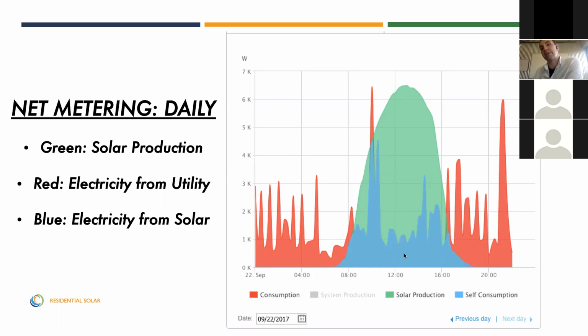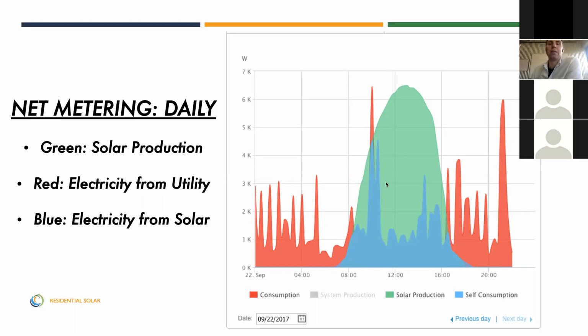And this area in blue here is, as you can probably see, where they overlap. This is where this person is using their solar electricity for their home in real time. And as you can see, this area in blue is probably the smallest area of the three shaded colors.